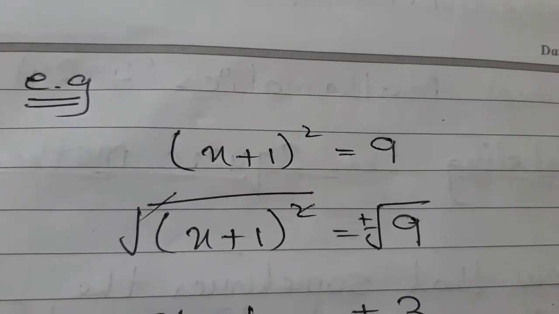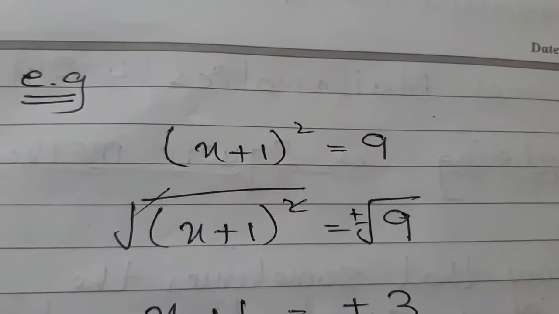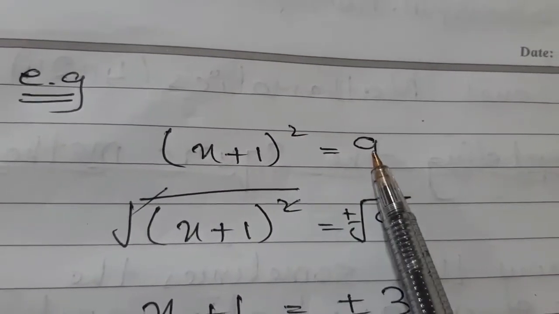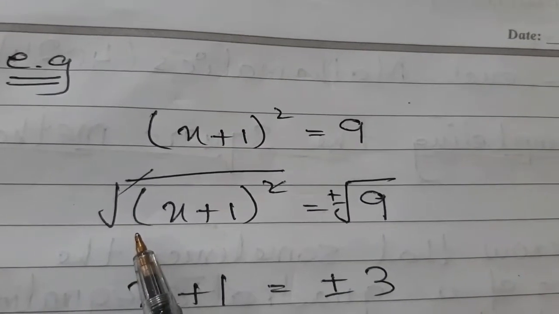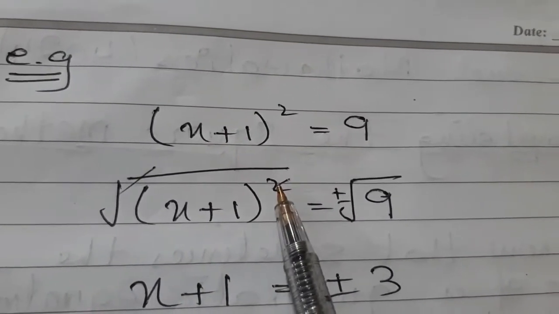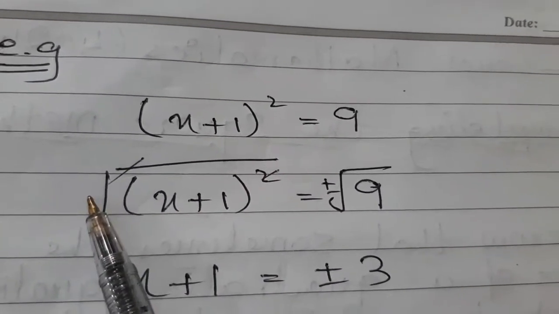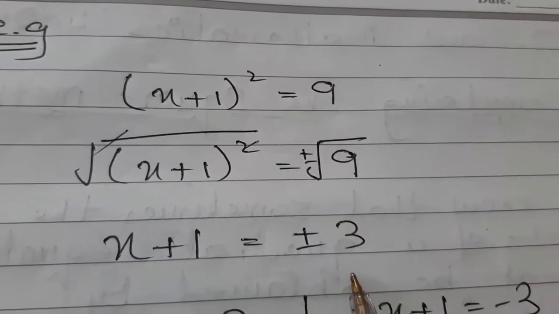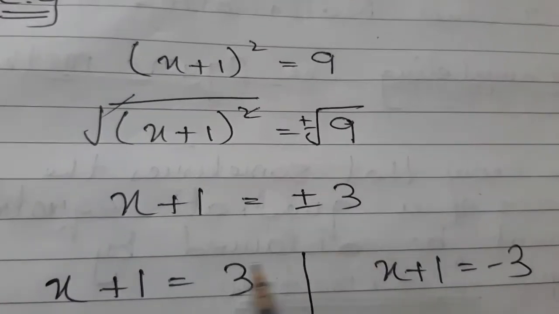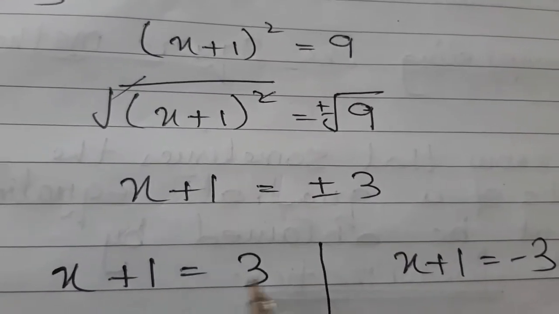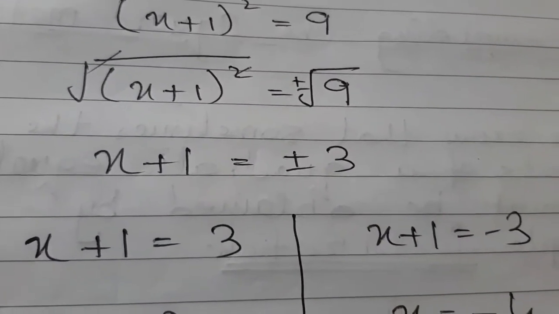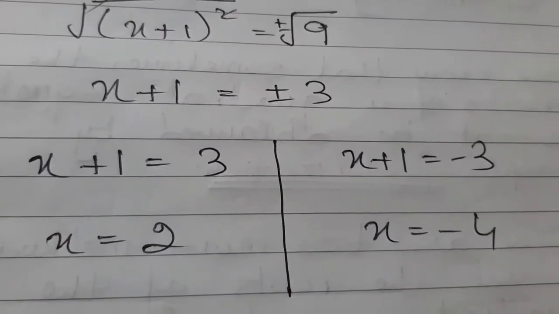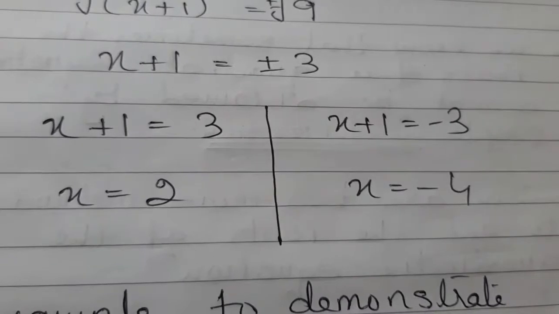For example, look at this perfect square form: x plus 1 whole squared equals 9. If I take the square root on both sides, the square cancels with the square root sign, and on the other side I write plus or minus square root of 9, which is 3. Then I solve once with plus 3 and once with minus 3, and this gives me two roots, x equals 2 and x equals minus 4.